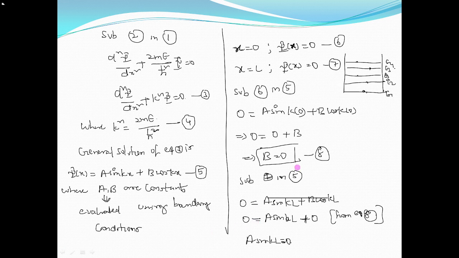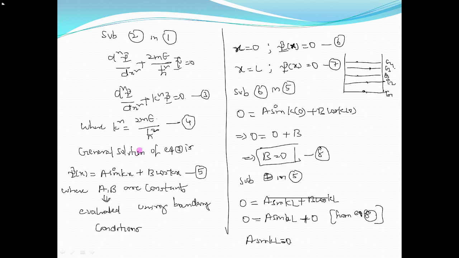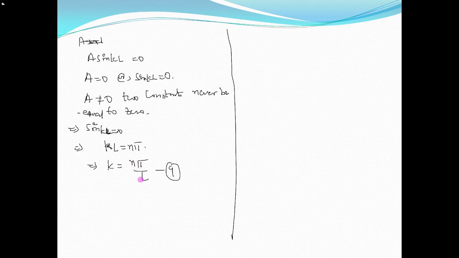So what is this equation number? Till here I got 8, so this is equation number 9. Already we got the k value. This is equation number 4: k square is equal to 2mE by h cross square. Here I got k is equal to n pi by L.